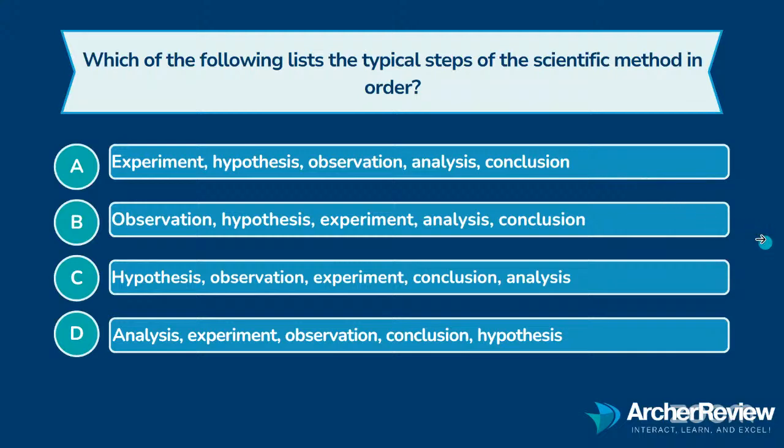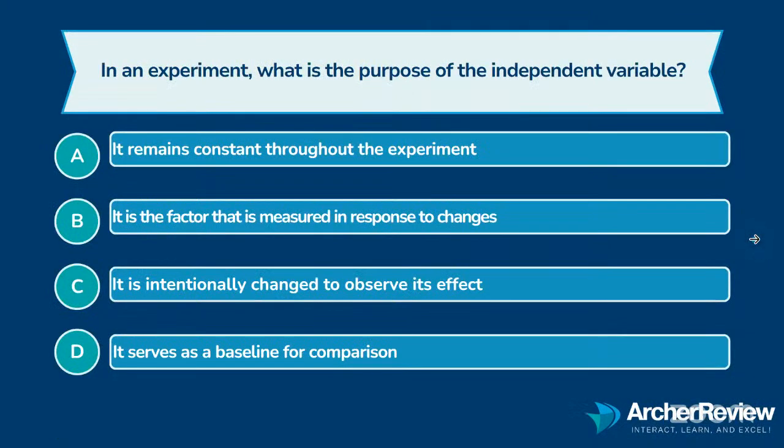Okay, let's move on now to another question. In an experiment, what is the purpose of the independent variable? A, it remains constant throughout the experiment. B, it is the factor that is measured in response to change. C, it is intentionally changed to observe its effect. Or D, it serves as a baseline for comparison.